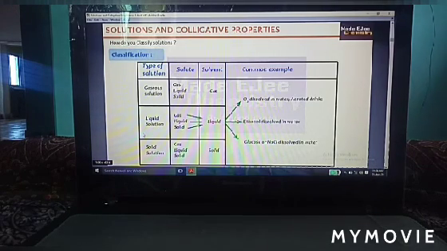Next we are going to look at the classification of solutions. Basically, solutions can be classified into three categories. The first is called gaseous solutions, the second is called liquid solutions, and the third is called solid solutions. In gaseous solutions, a gas acts as the solvent and the other component, like gas, liquid or solid, acts as the solute. In the same manner, in liquid and solid solutions, the liquid and solid act as the solvent component.